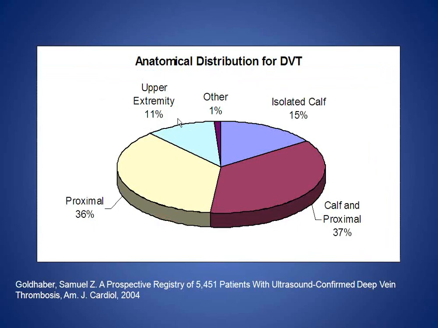As for the distribution of DVT, most of them are proximal, meaning in the thigh or pelvis. Calf and proximal together is a good third as well. Isolated calf is fairly uncommon. Upper extremity is fairly uncommon, so about 80 or 90% are going to be in the legs, and about 10% are going to be in the arms. Others are probably some random occurrence like a gonadal vein or something that counts as a thrombus, but it's not necessarily treated as aggressively.